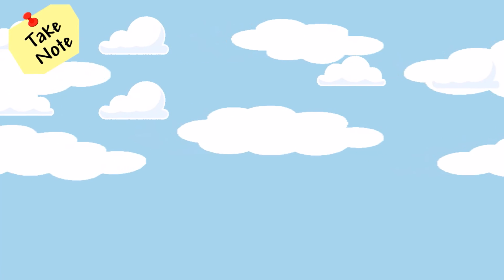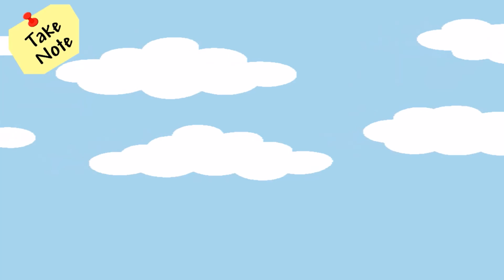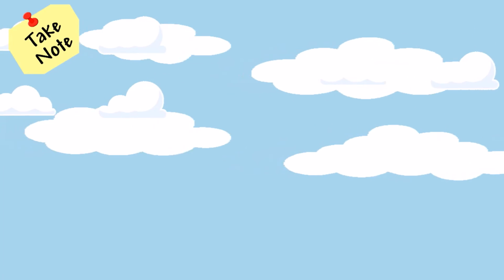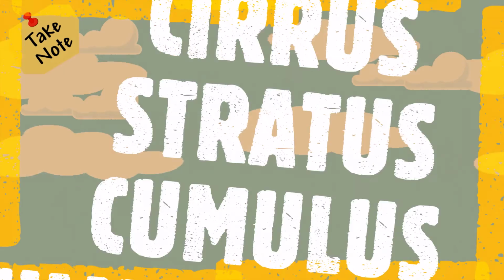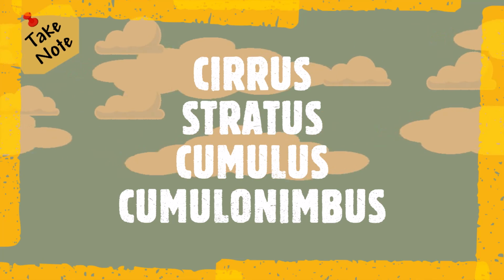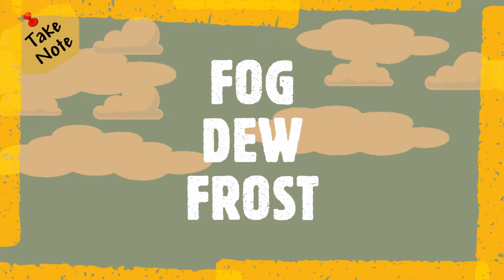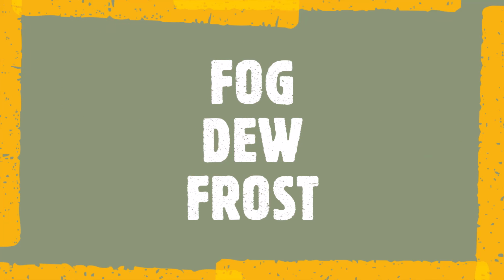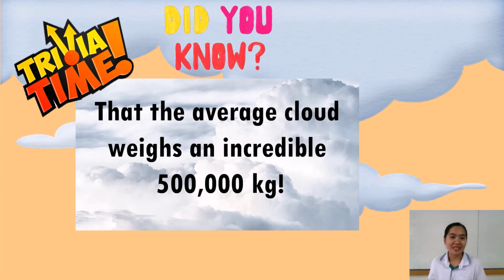Now let's take note. We've learned more about clouds and how they are formed. We also know that there are four main types of clouds. Also, the forms of condensation such as fog, dew, and frost. Now it's trivia time. Did you know that the average cloud weighs an incredible 500,000 kilograms or more?